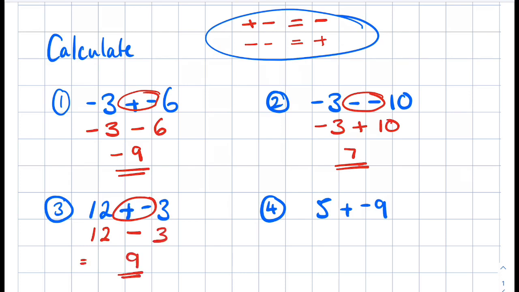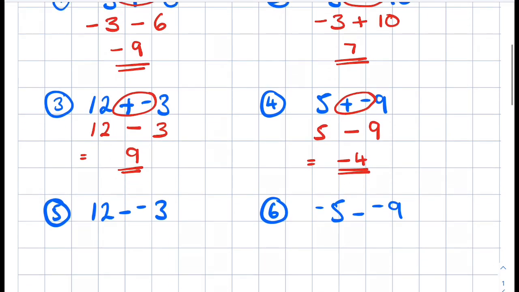Okay, another one. The plus and a minus are replaced by a minus, and you're taking away 9. Don't swap the numbers over in your head and say 9 take away 5 is 4. We start at the 5 and then subtract 9 away from it. So 5 take away 9 will leave you at a negative 4.